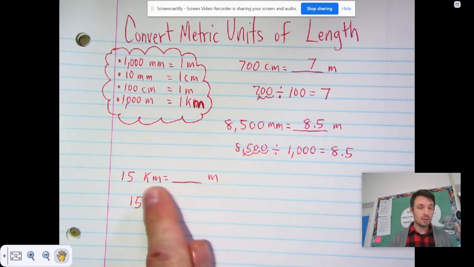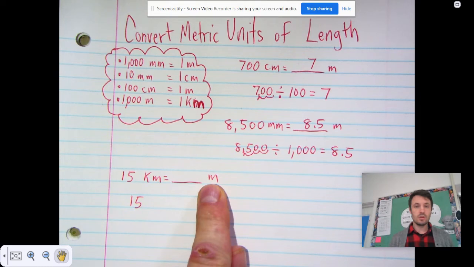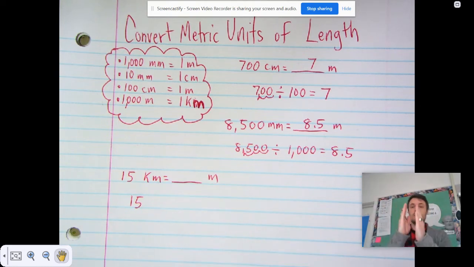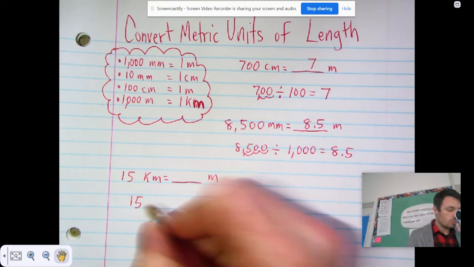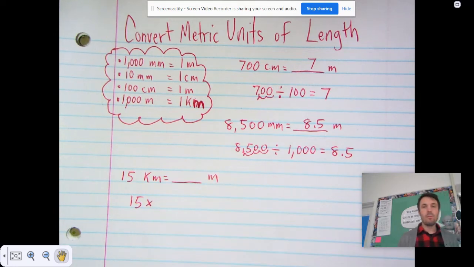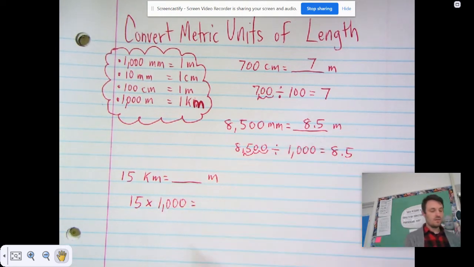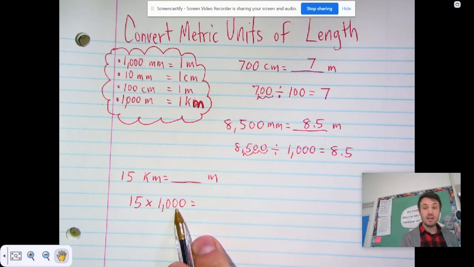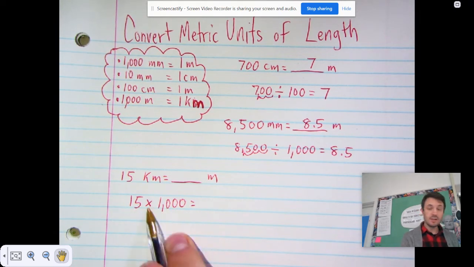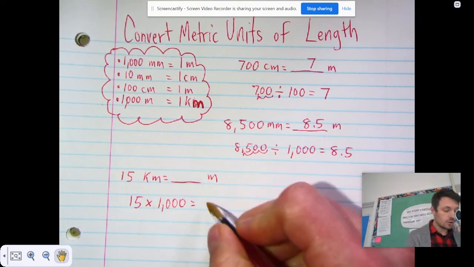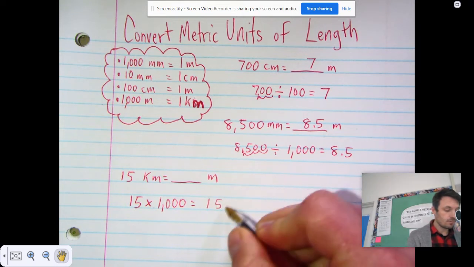So we're going from a larger unit to a smaller unit. When we're going from a larger unit to a smaller unit, we multiply. So it's going to be 15 times something. Okay. Now, what do we multiply 15 times? Well, since there's 1,000 meters in 1 kilometer, we're going to multiply 15 times 1,000. And 15 times 1,000 means the same thing as 15 1,000 times. So the answer's 15,000.